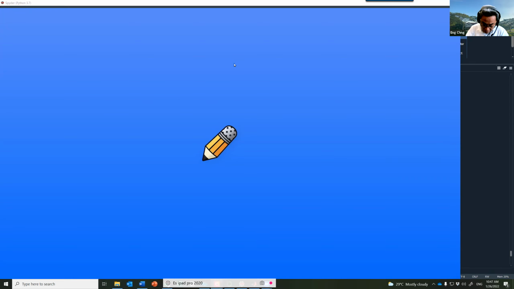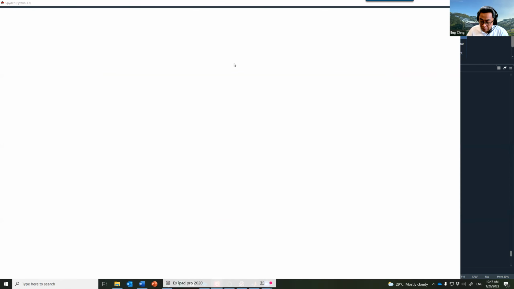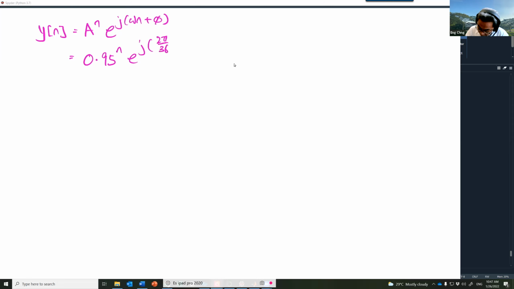And let's create a plus. And we are going to have a new page. All right, I'm just going to use the lab and find a space here. Okay, so y[n] equals a to the power of n e^(j(ωn + v)). And we're going to write down the equation fully: 0.95^n e^(j(ωn + v0)), where, let's remember what omega is, 2π divided by 36.